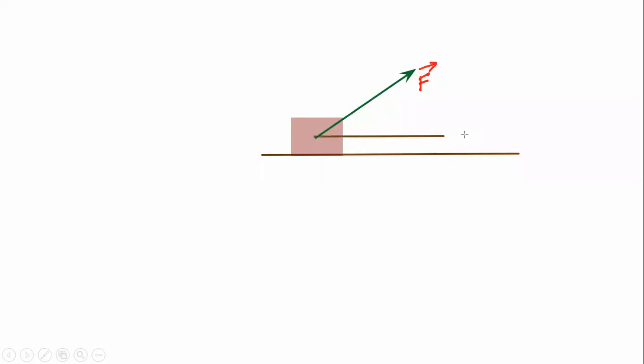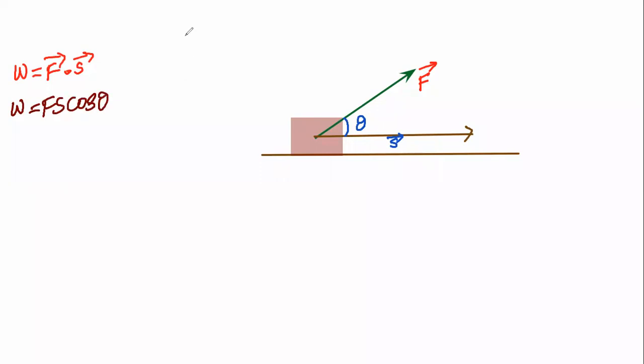On applying force F, the block moves along the horizontal surface like this. Then the angle between the force and the displacement is taken as theta. Displacement is S bar. Then work done W is equal to F bar dot S bar. This work done W is equal to Fs cos theta. Based on the angle, it may be positive work, negative work, or zero work.